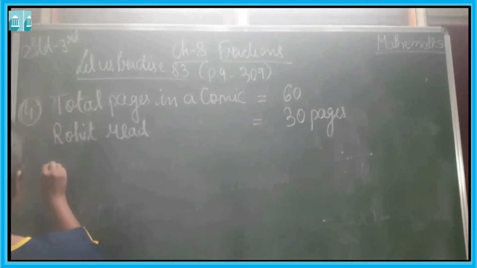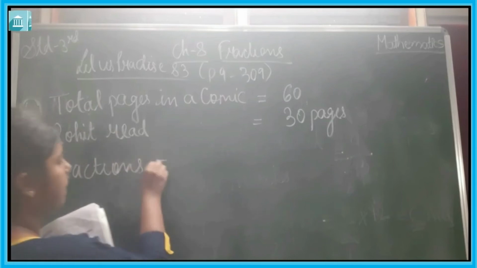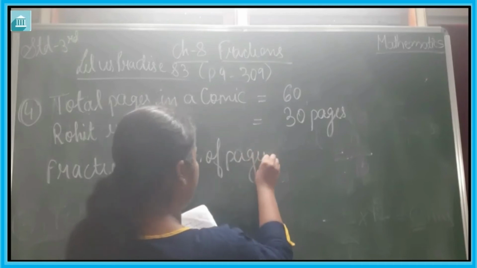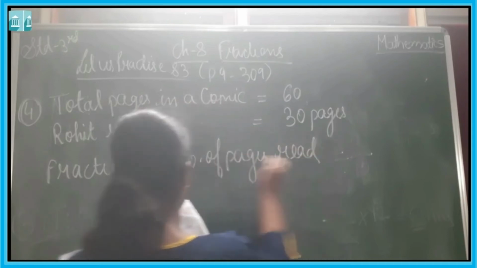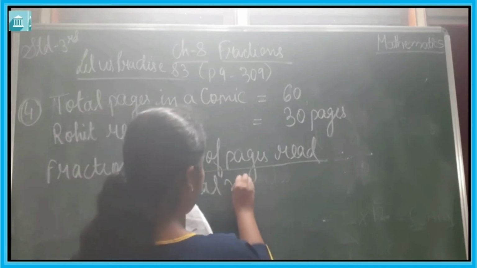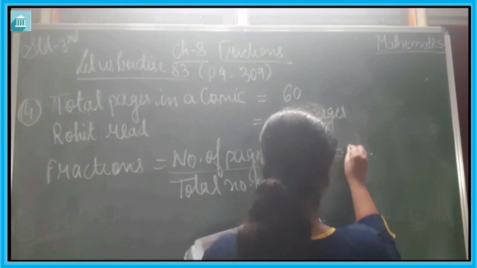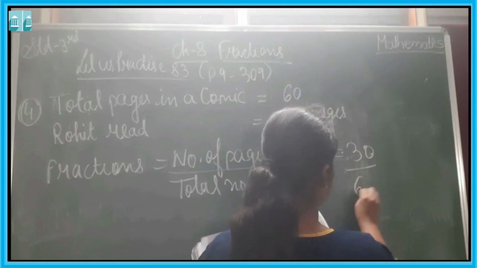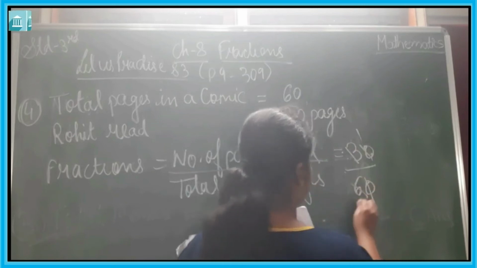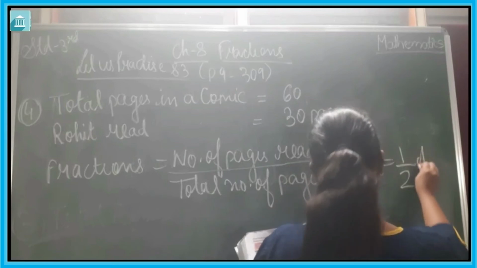Okay, we have to find the fraction. Fraction is equal to number of pages read by the total number of pages. So number of pages read is 30 by the total pages 60. Okay, 0 and 0 got cancelled. 3 1s are 3, 3 2s are 6. So we got the answer 1 by 2.